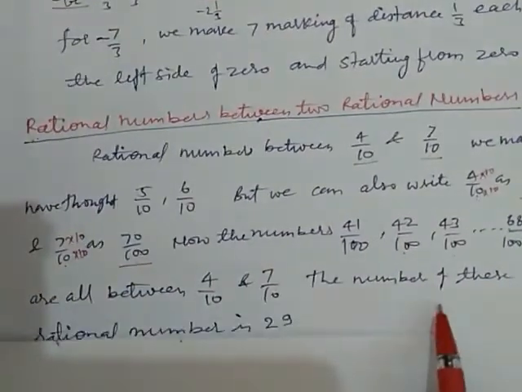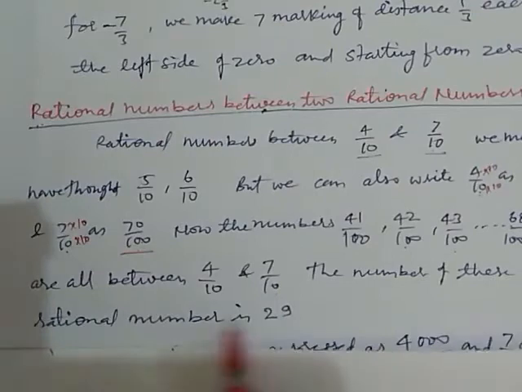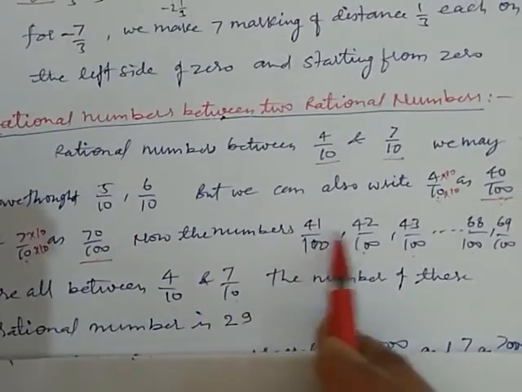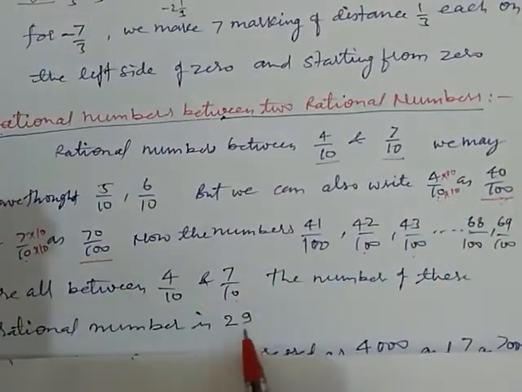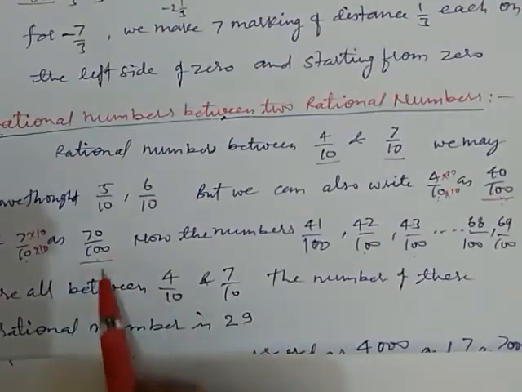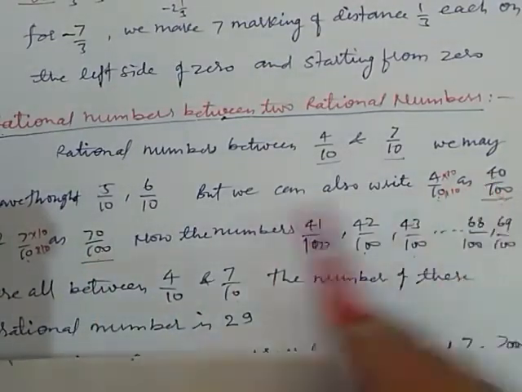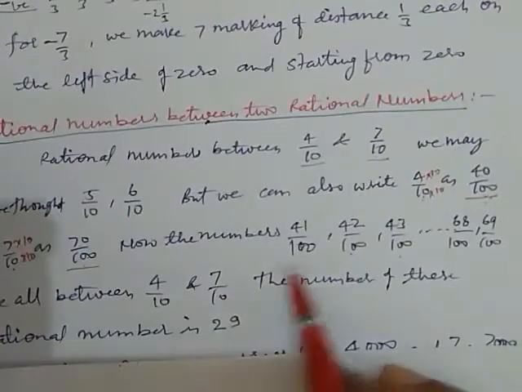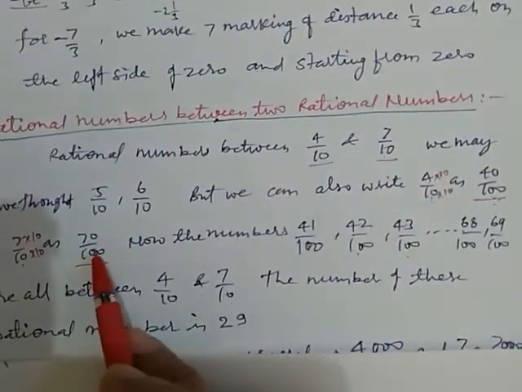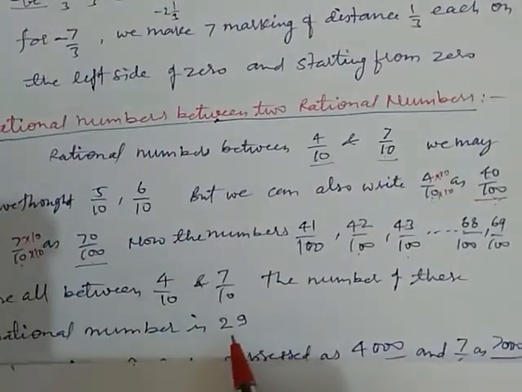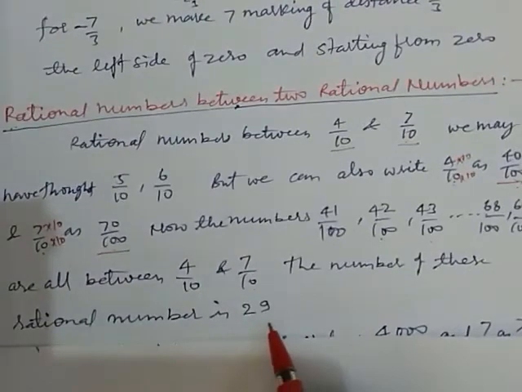The number of these rational numbers is 29. Why? Because the difference of 70 and 40 is 30, and the 30th number is 70 by 100 itself, so we have only 29 numbers. This way we can find how many numbers are in between them.